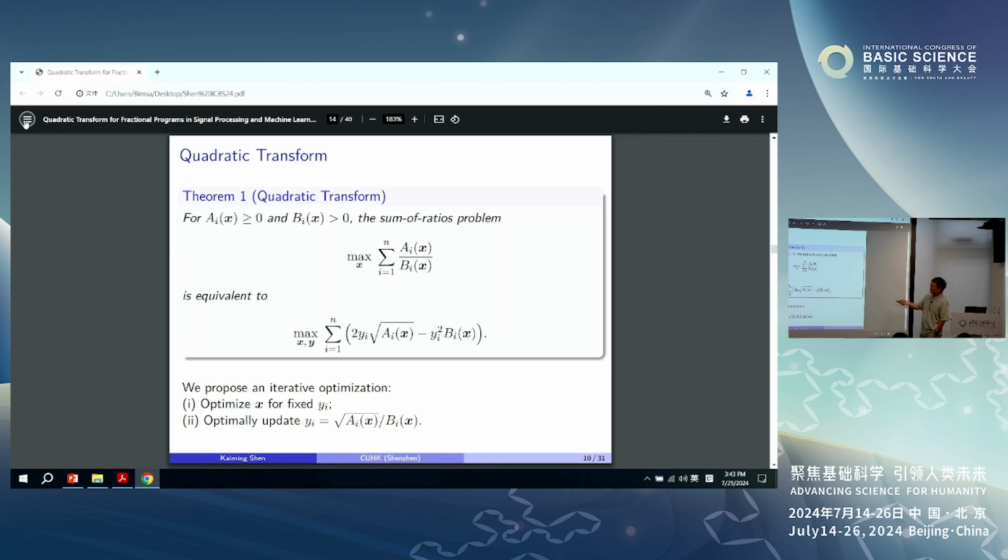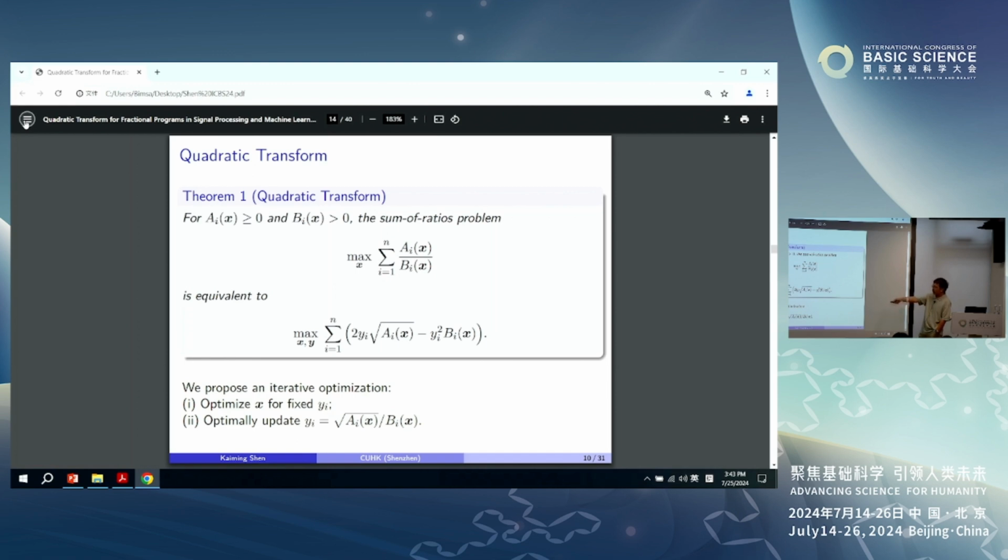And you can see this composition function is still concave. So a concave minus a convex, so the overall is still concave. So this can be easily solved for x when y has been fixed. And after optimizing x, we look at y, and it turns out that y can be optimally solved in closed form. It's just the update y_i equals the square root of A_i over B_i. And we can perform that efficiently for each y_i.